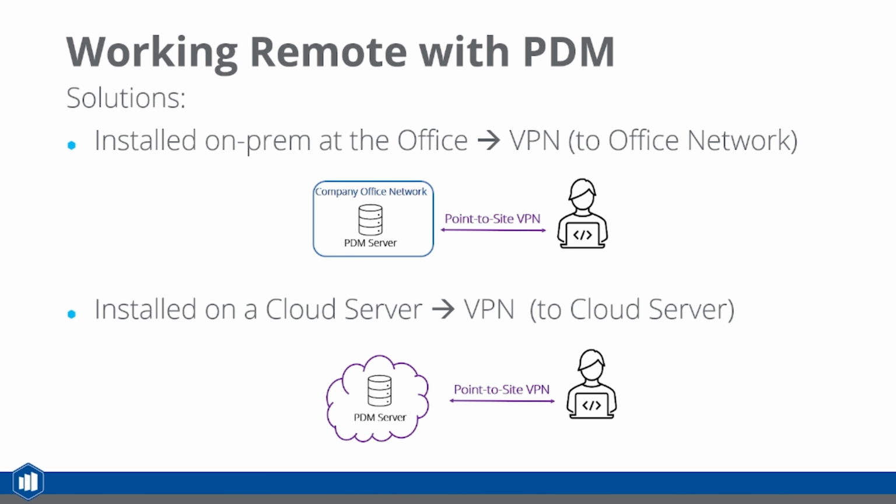Now, depending on where your PDM server, where everything was actually installed and configured, there's different ways that you can think about connecting to it via a VPN. So if your PDM server components are installed on premise in a physical server at the office, then you'll be setting up a point-to-site VPN to the office network so that your computer can act as if it's on the same network as the PDM server.